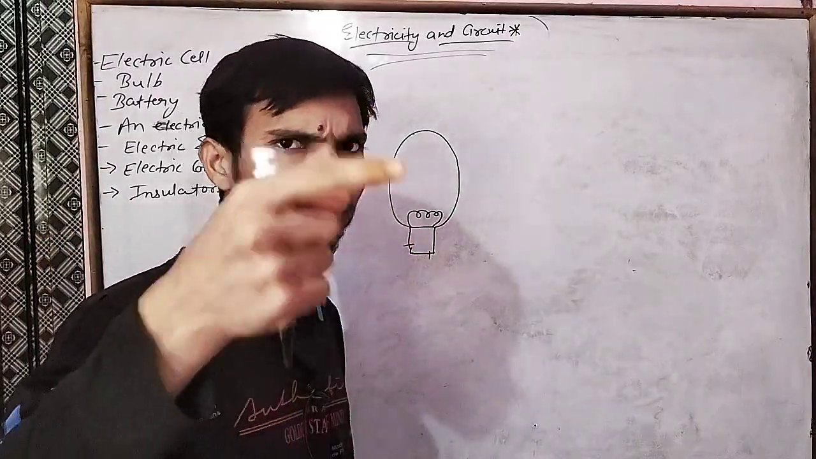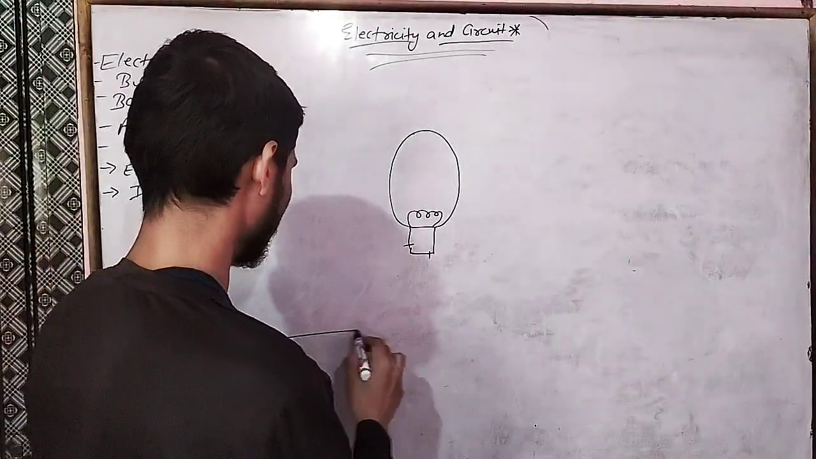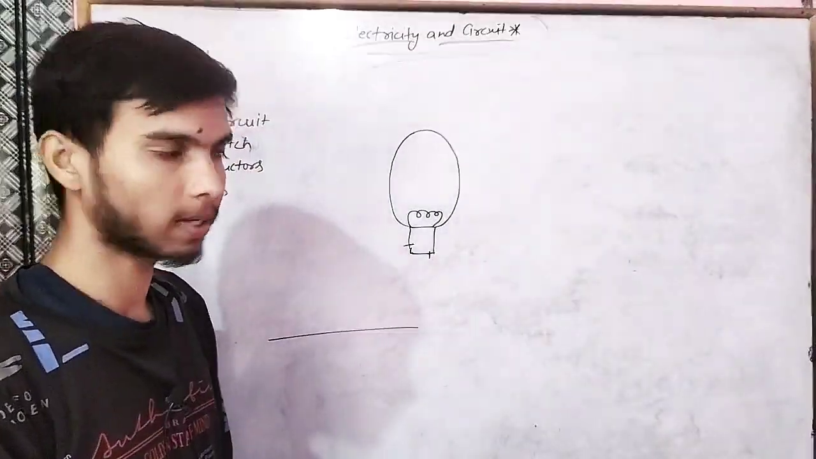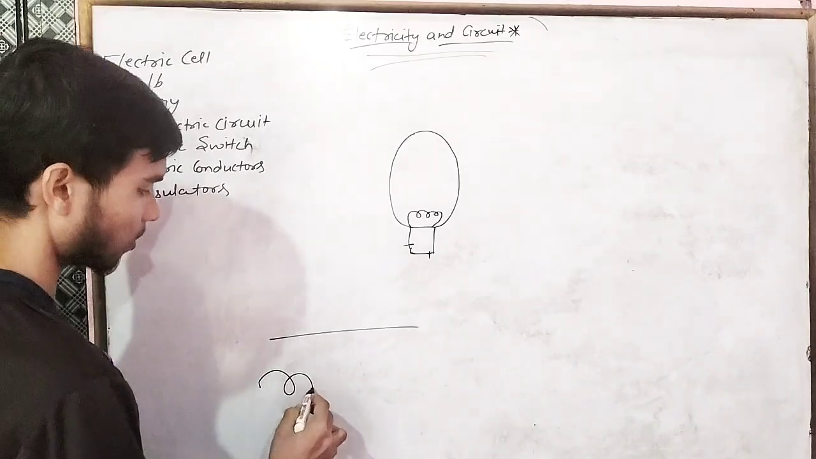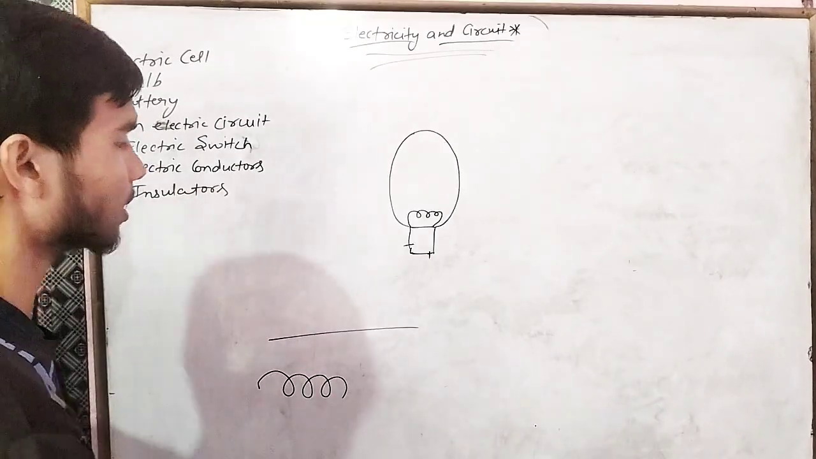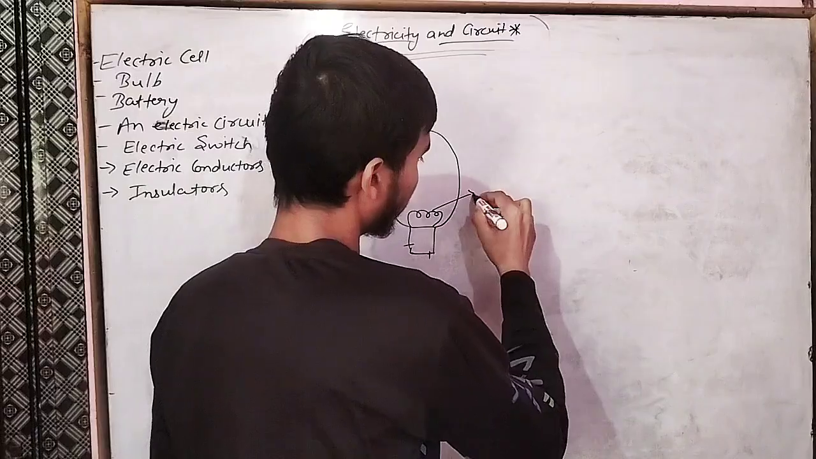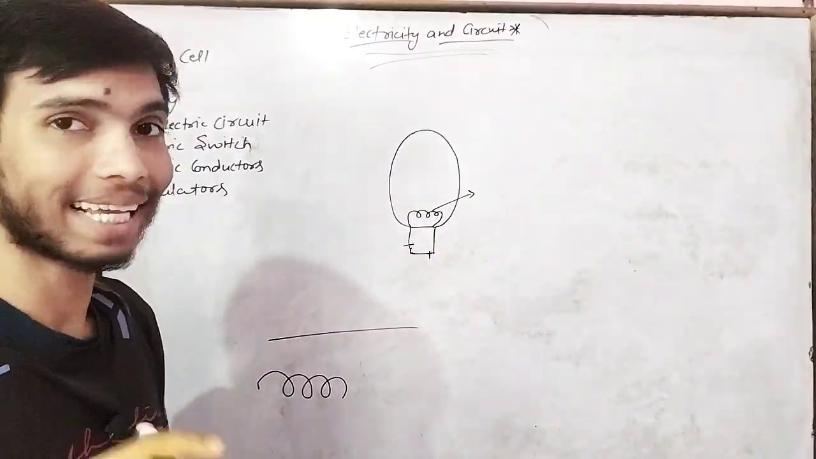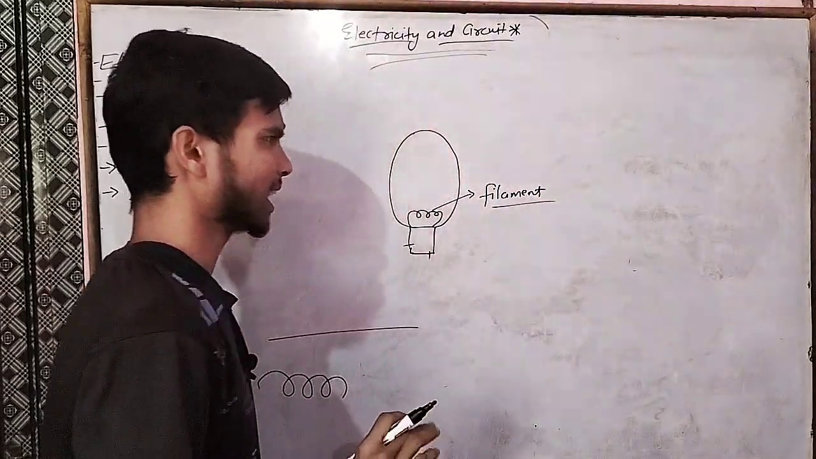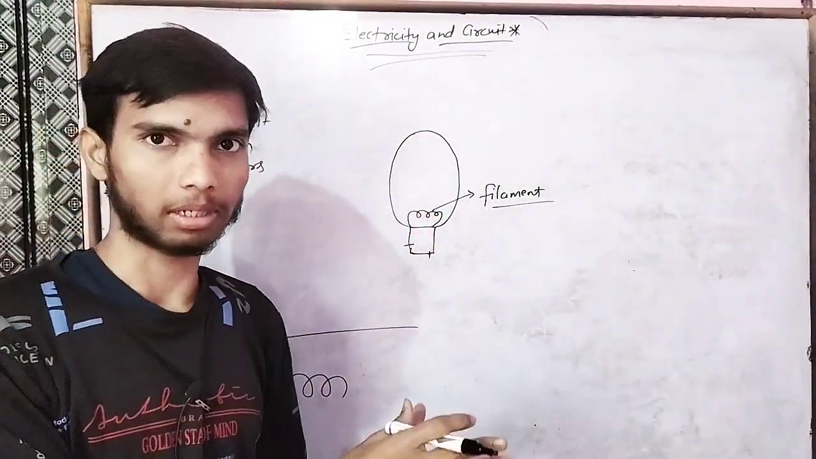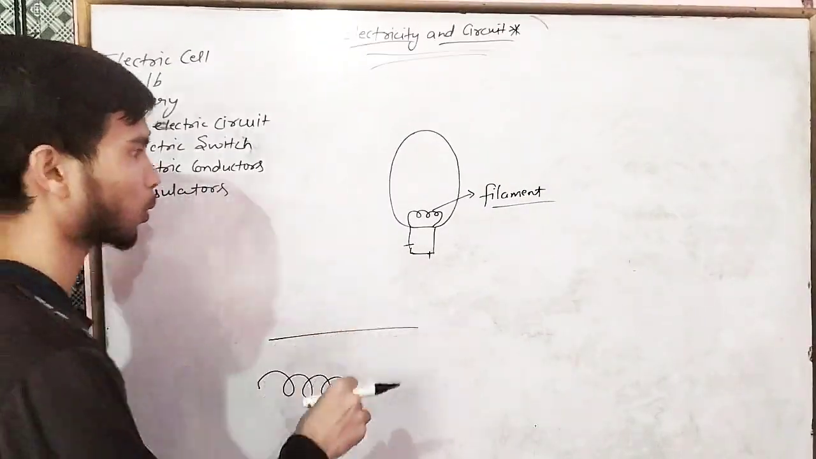But here you are looking at a curved wire. It is a wire. So it is a curved wire. It is not a straight wire. This is a straight wire, so this is not a straight wire. That's why we are not saying this is a straight wire. This is curved. Clear? So this curved wire is known as what? Filament. So the name of this curved wire is filament. Clear? The name of this curved wire is filament. That's it for now.